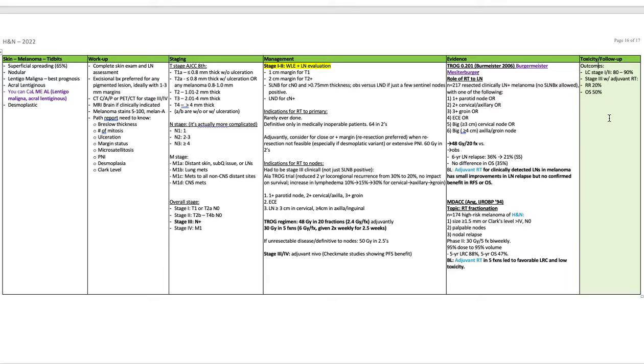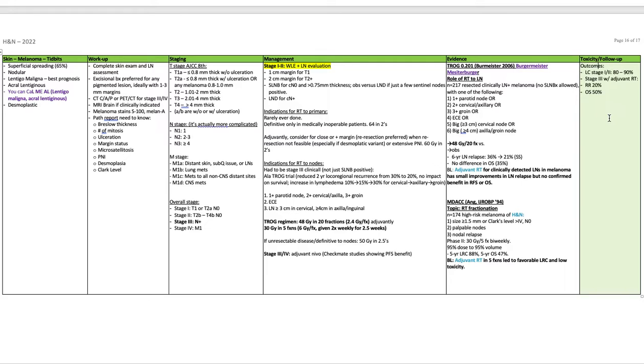Second study is from MD Anderson, Ang, Red Journal, IJROBP, 1994. The topic here is radiation fractionation. This is 174 high-risk melanomas of the head and neck. Size of the tumor was greater than or equal to 1.5 millimeters, or Clark's level greater than 4, N0, 2 palpable nodes, or 3 nodal relapse.